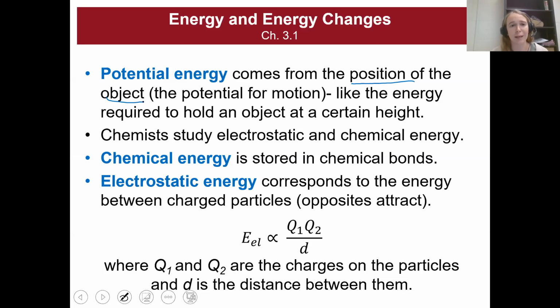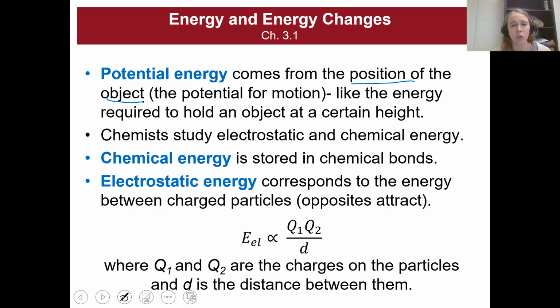So this object is not moving yet, but it has potential for motion, like the energy that's required to hold an object at a certain height. So you are not throwing the object or pushing it or anything, you're just holding it, and your energy is counteracting the force of gravity. So that is the potential energy, how much energy it takes to hold an object at a certain height, because the potential is that if you dropped it, it would move and it would fall thanks to gravity. That's how I like to think about potential energy.